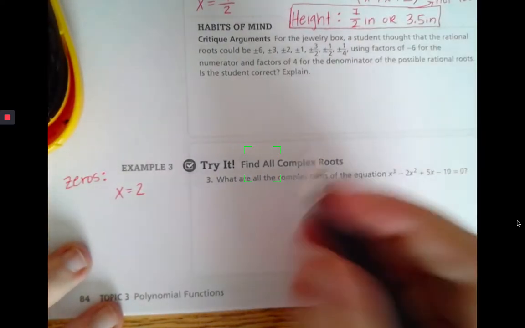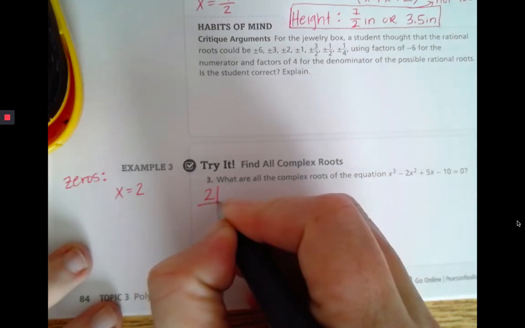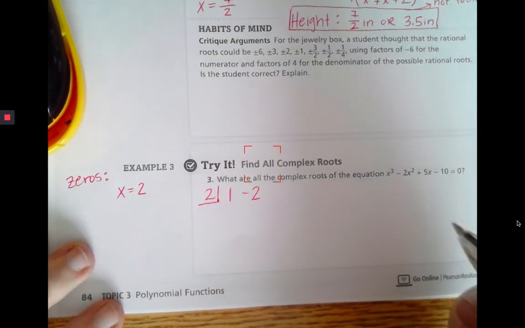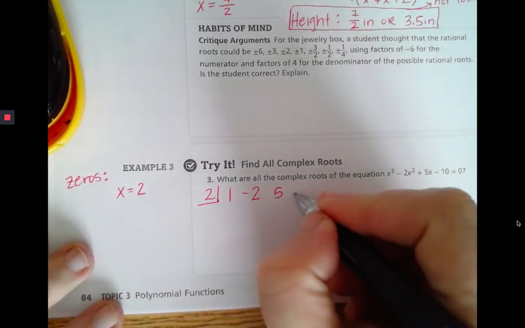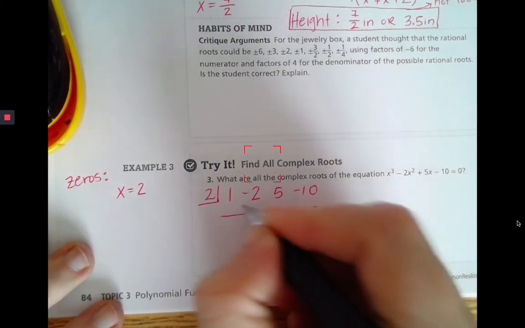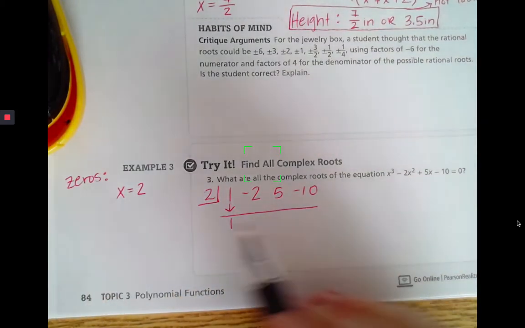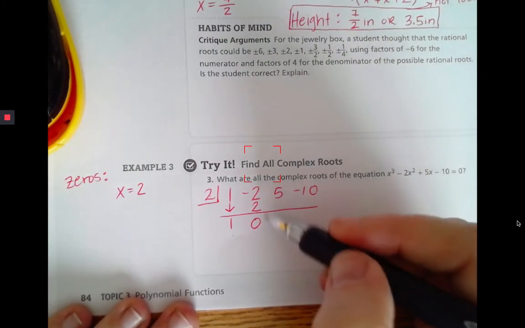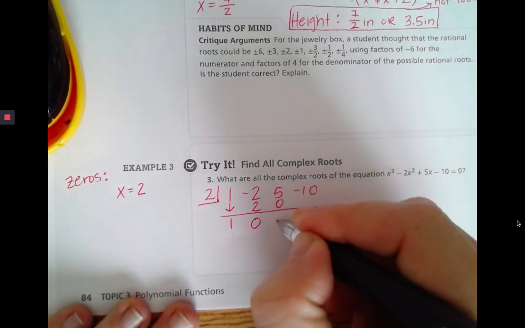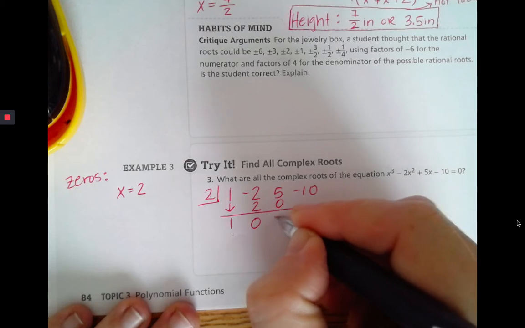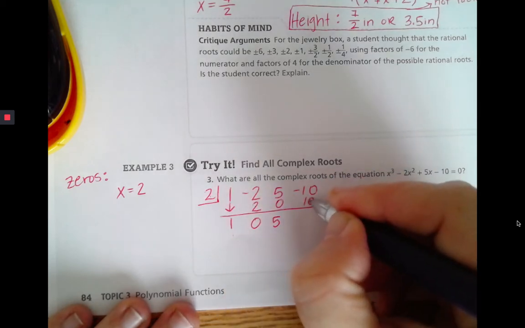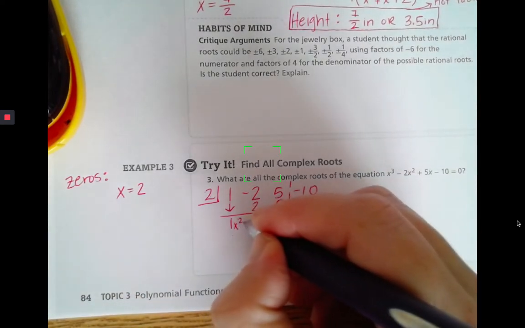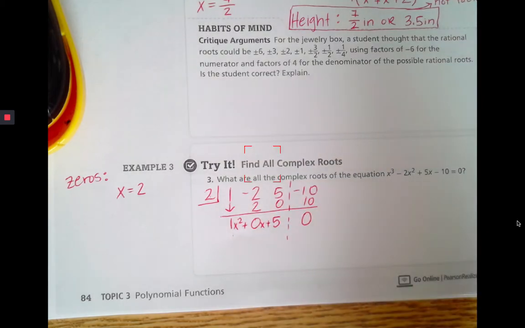So what I do is I use synthetic division, but we say x equals 2. X cubed minus 2x squared plus 5x minus 10. Bring that down. 2 times 1 is 2, so negative 2 plus 2 is 0. 2 times 0 is 0. 5 plus 0 is 5, and 2 times 5 is a positive 10. Remember, this last column is always our remainder, right? So this is 1x squared plus 0x plus 5.